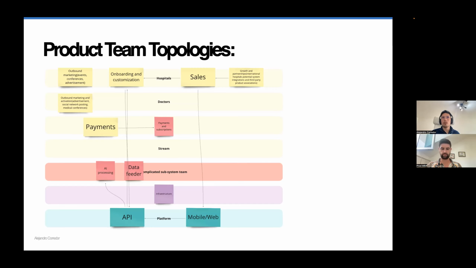And more probably, if we decide to go for interaction directly with the hospitals, we will need a sales team. Here it's important to mention that these projects include a high complexity in terms of technical capabilities. So we will have, for example, the AI processing team, and the data feeder to transform unstructured data into structured data. And last but not least, of course, we will need the payment and the subscription services.